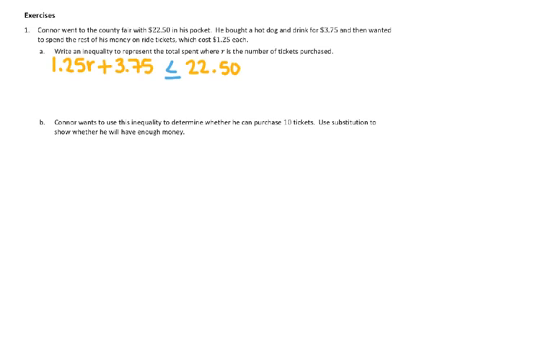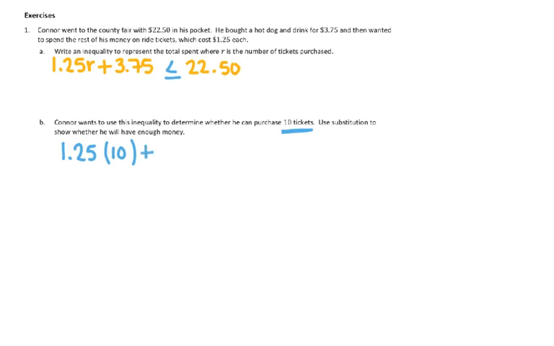Part B says Connor wants to use this inequality to determine whether he can purchase 10 tickets. Use substitution to show whether he will have enough money. So now they're telling us that he's purchasing 10 tickets, and they're asking us, is he going to have enough money? So we're going to write out our inequality, but instead of writing out the R, they're asking us, can he buy 10 tickets? So we're going to substitute the 10 for R.